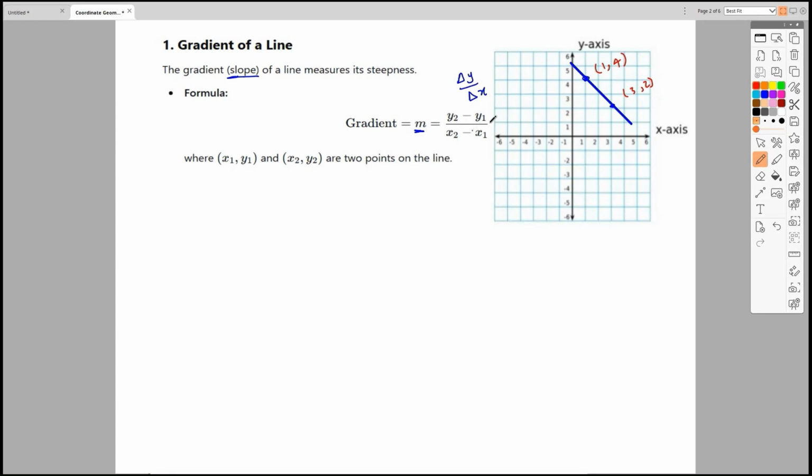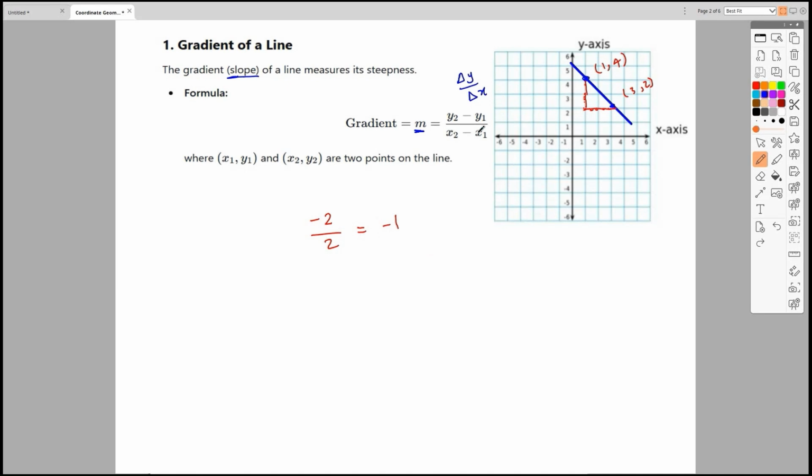So to calculate the gradient, let's see the change in y. The y coordinate goes down from here to this point, and the change in x is from this point to this point. We moved 2 units down, 1 and 2, that means -2, and we moved 2 units to the right, that means 2. So -2 over 2 is equal to -1.